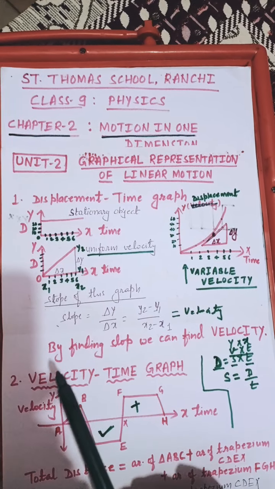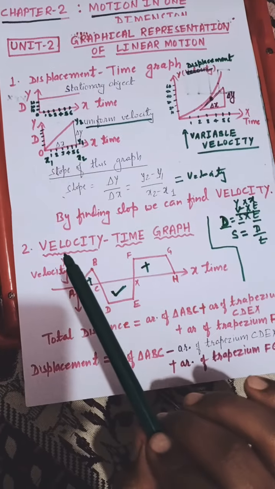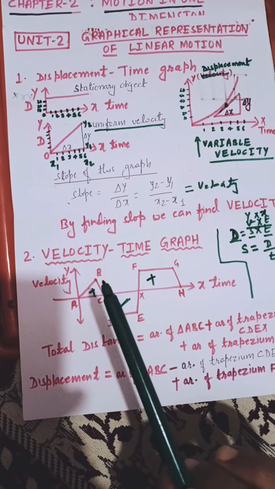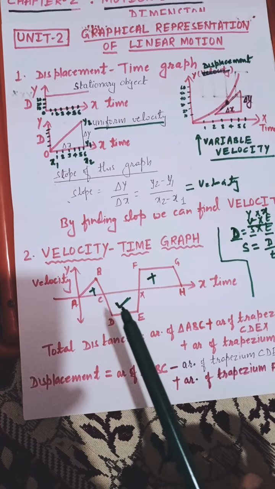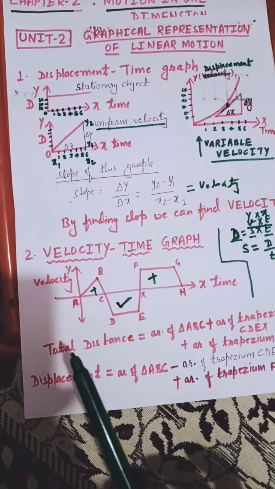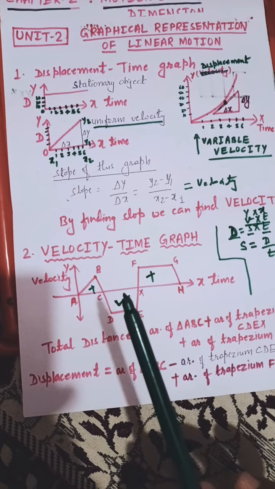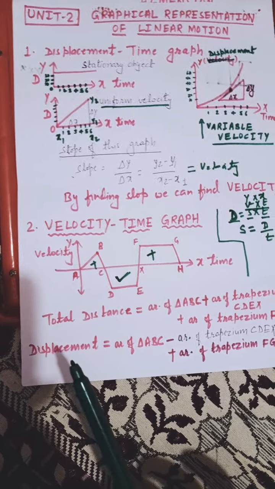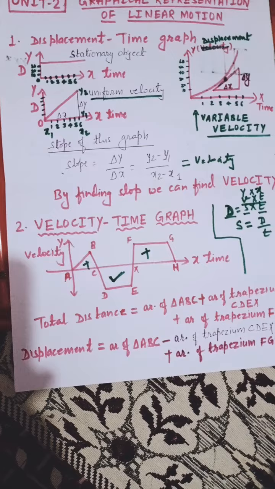Then we have seen the velocity time graph. In this velocity time graph, by finding out the area of this triangle, this trapezium and this trapezium, we found out the total distance. And when we subtracted this negative portion, we found out the displacement of an object.